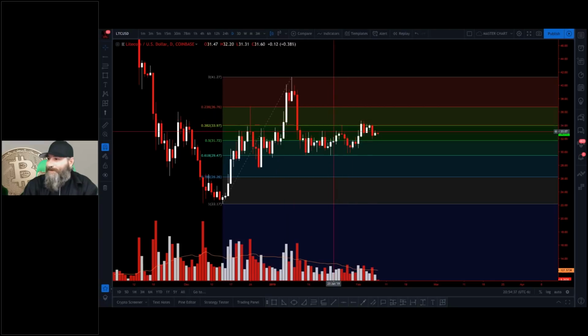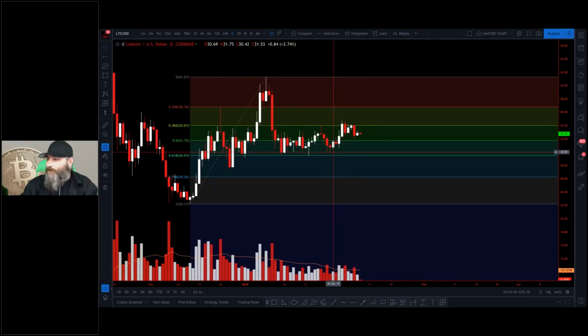Now we come over here, we test the 382, and we fail. We found resistance at the 382. Come back down, we almost set the 618, but not so much. Come back up, now we're sort of blasting through the 382, but we're only just barely closing over. So this is giving you an idea of accumulation, right? The small one, you know, a handful of days. But what you're looking for is this right here.